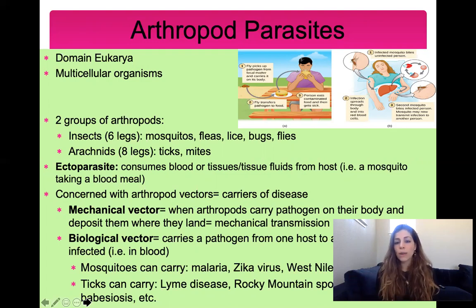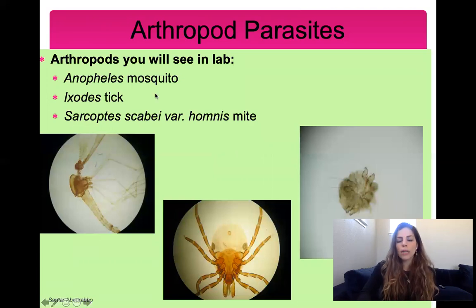A biological vector is when they carry the pathogen from one host to another inside them, as if it was in blood. Mosquitoes can be vectors for malaria, Zika virus, and many other things. Ticks can carry Lyme disease. So just know that what we're concerned with in these arthropods is not necessarily the insects themselves, but that they could be vectors of disease. The arthropods we're going to talk about are the Anopheles mosquito, the Ixodes tick, and the Sarcoptes scabiei mite. This causes scabies. We're going to look at all 3 of these.